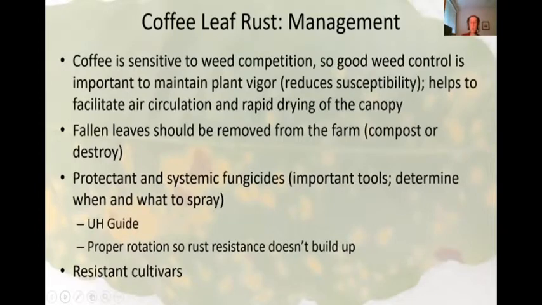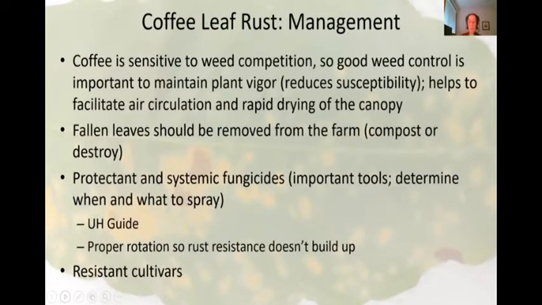Weed control is important. It's also important, like I mentioned, that these premature leaves that fall, that have a lot of those spores on them, should be removed from the farm. The role of fungicides is important. UH and Andrea have a guide to look at, but it is critical that you don't overspray, and in particular copper can be detrimental for the environment, and we definitely don't want resistance building up in our rust population. And then of course, certain cultivars are more susceptible than others.